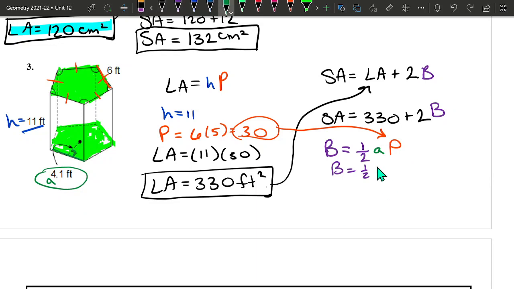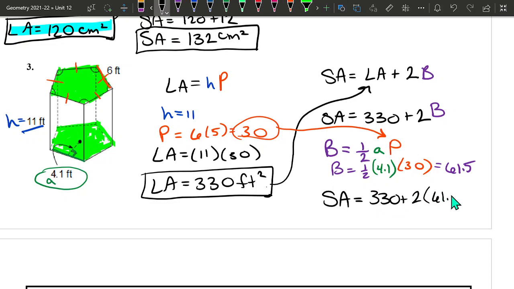So 1/2 times 4.1 times 30. So the area of the base, 1/2 of 30 is 15. 15 times 4.1 is 61.5. So the area of the base is 61.5. So then the surface area is 330 plus 2 times 61.5. You can type all of that in your calculator just the way it looks. So the surface area is 453 feet squared.